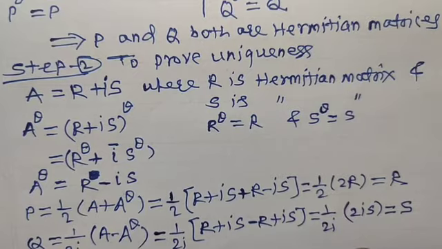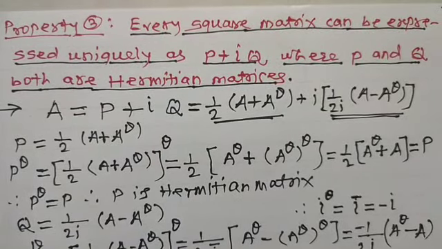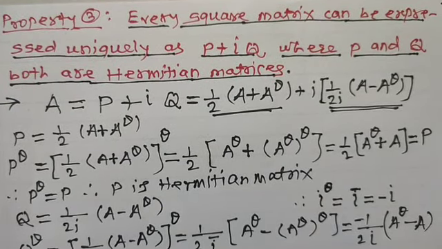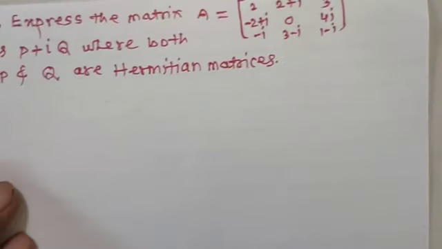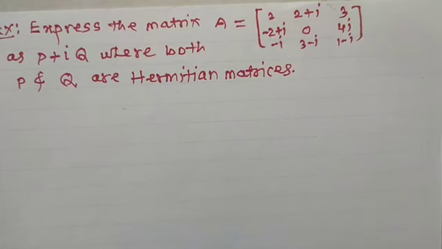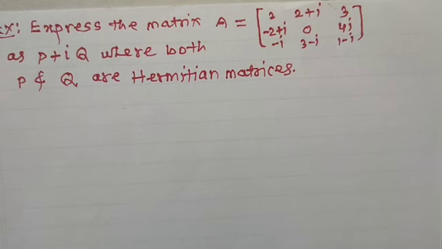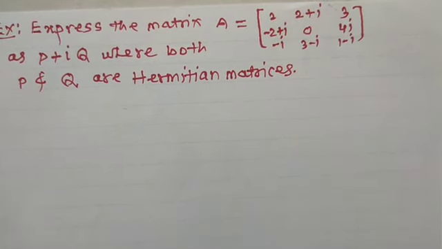Let us solve problem on this property. We have to solve problem on this property. Yes, this problem. Express the matrix A as P plus IQ, where P and Q both are Hermitian matrices. P and Q both are Hermitian matrices.